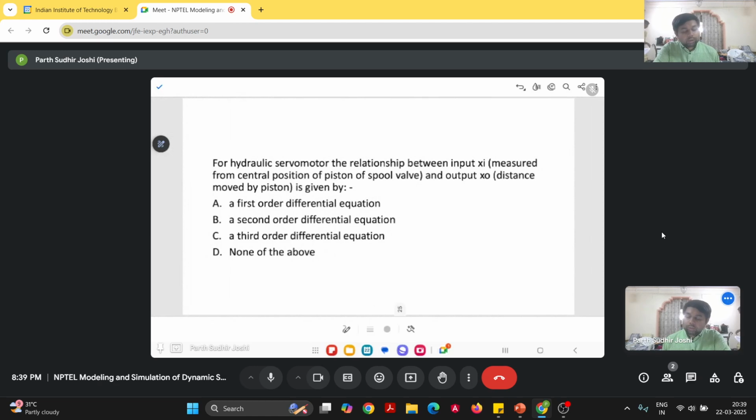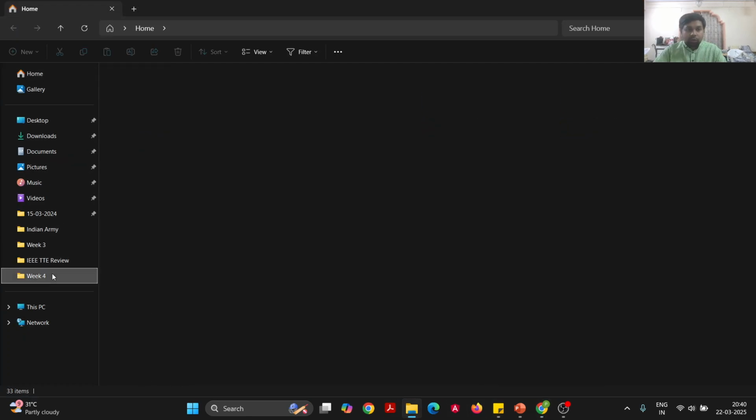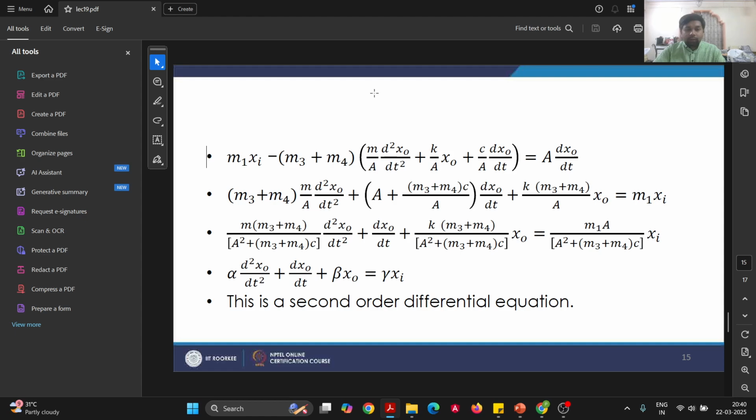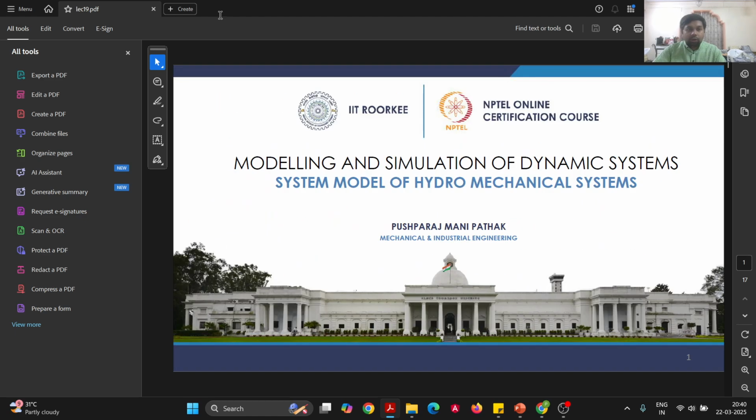Now we come to the next question where we have a hydraulic servo motor. For the hydraulic servo motor, the relationship between the input xi measured from the central position of the piston of the spool valve and the output is given by what? To answer that question, let us go to the lecture slides for this particular week.